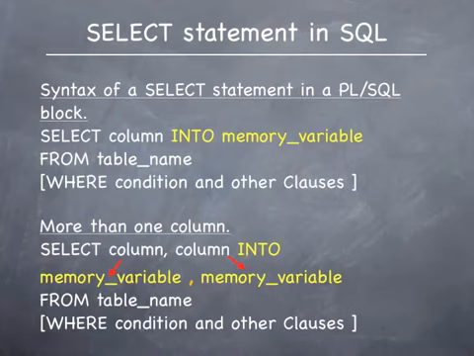The second select statement is the syntax to be used when retrieving two columns. The select statement reads as select column name, comma, column name into memory variable, comma, memory variable from table name, followed by the optional where clause or any other clauses. The point that I'm trying to bring out with this syntax is that when more than one column is to be retrieved, you would have to create corresponding memory variables for each of the columns. You will list the memory variables in the into clause, each memory variable corresponding to the column based on position.